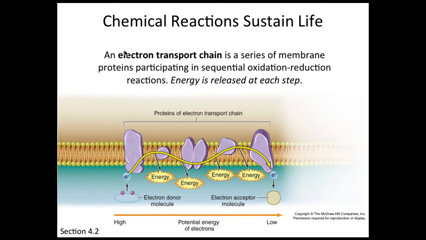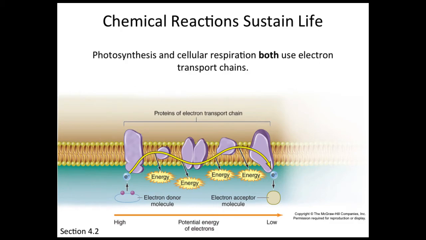An electron transport chain, which we can see on the screen here, is simply a series of proteins embedded in a membrane that participate in sequential oxidation reduction reactions. We're going to see these electron transport chains in both photosynthesis and in cellular respiration, playing a key role in helping these cells sustain life by completing these chemical reactions in useful and meaningful ways.